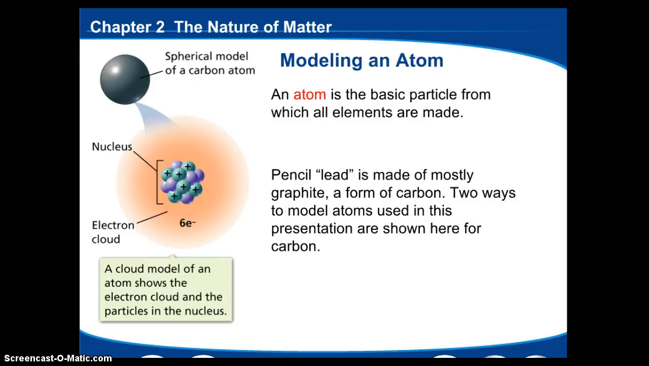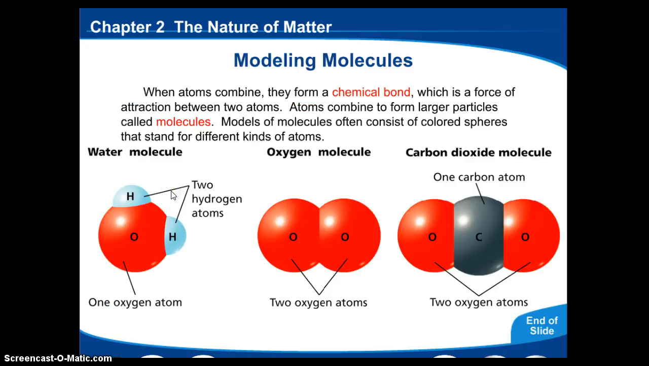And then we have atoms. Those are the basic particles from which elements are made. So we have atoms of copper. They're going to make up the element of copper. So pencil lead is made mostly of graphite, which is a form of carbon. And this is an example here of the carbon element right here, or atom.